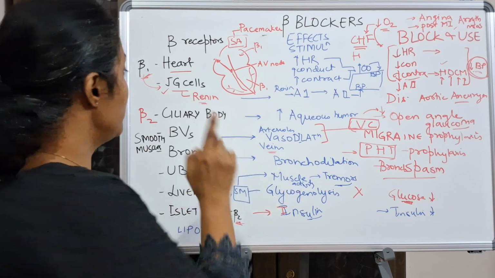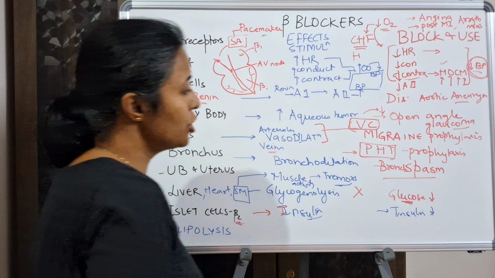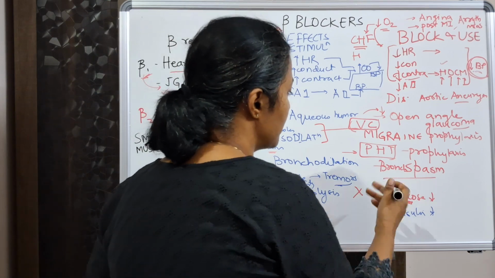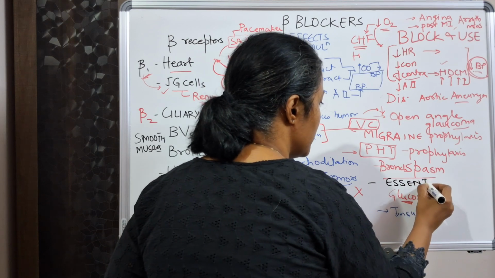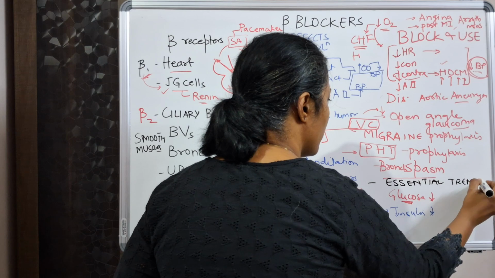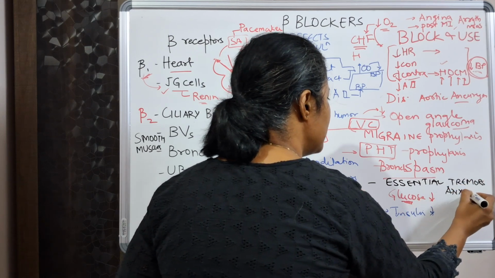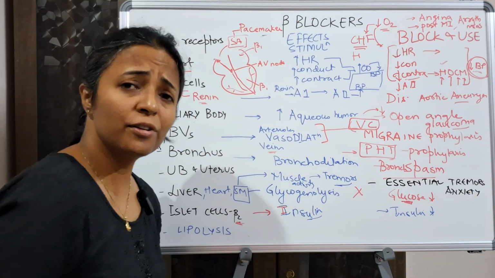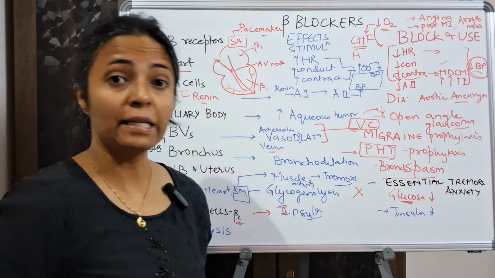In that case, we use beta blockers. That is known as essential tremors. So beta blockers are used for essential tremors. They are also used for anxiety, because in anxiety there is an increase in the bodily responses, and these tremors also happen due to increase in anxiety.